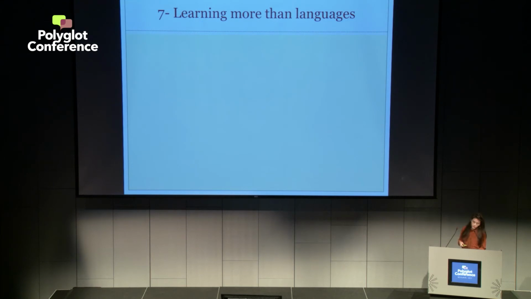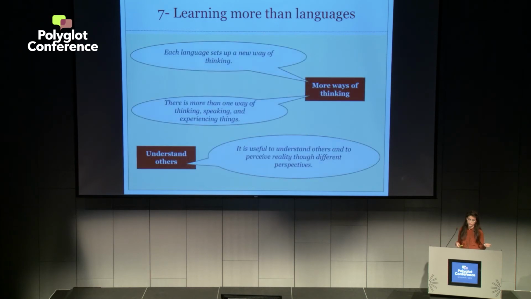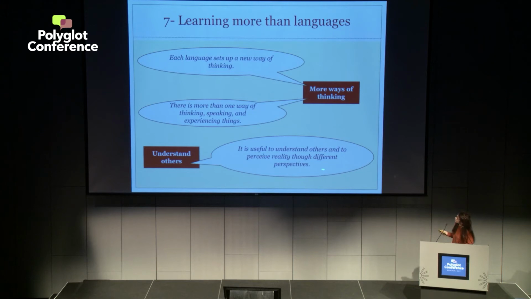And finally, two more things that were reported a lot, and that's the things that were the most reported, is that it helped them with understanding others, and it helped them to understand more ways of thinking. So, for example, here: "It is useful to understand others and to perceive reality through different perspectives," or again, "Language sets up a new way of thinking, and there is more than one way of thinking, speaking, and experiencing things."